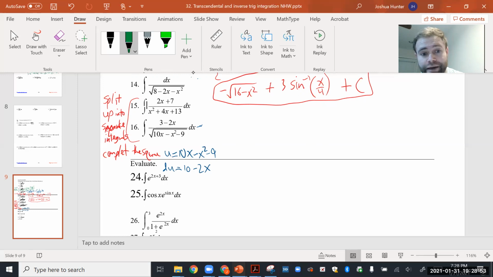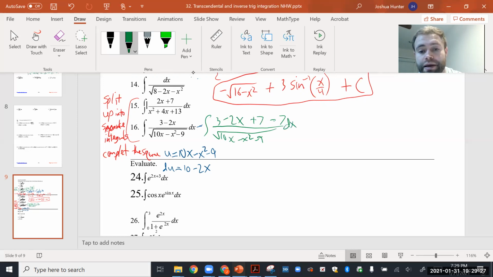Well, in order to do so, I need to add 7 to that. So we're going to add integral of, we have 3 minus 2x. And then so that's not a 3, I want it to be a 10. I'm going to add 7. Well, so I don't change the value of the integral, since I added 7, I need to subtract 7. Over the square root of 10x minus x squared minus 9 dx.